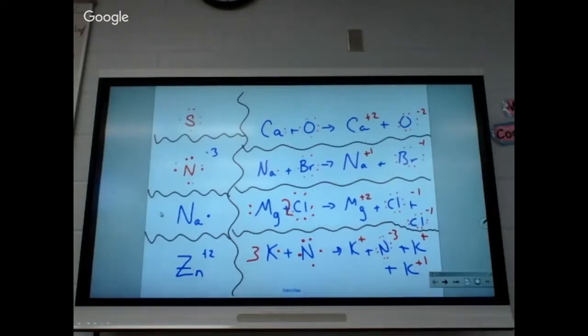Which periodic table? You can have any periodic table you want, your orange one or your electronegativity table. Most people use their electronegativity table, so they have it if they want it.